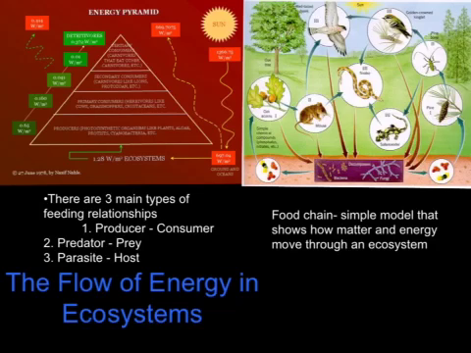It is often shown in an energy pyramid, with each trophic level receiving only about 10% of the energy available in the last trophic level. The other 90% is lost as heat, and because of the law of thermodynamics, this energy cannot be reused. It is lost from the system and radiates from the earth. Another good way to explain the flow of energy would be a food chain. A food chain is a simple model that shows how matter and energy move through an ecosystem.